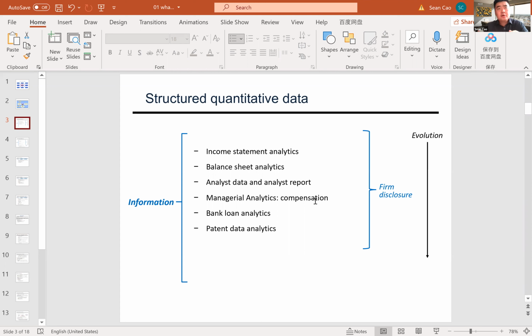Okay, these are all the numerical data. The reason I put all this data together is because they are ready to use. They are structured. They are ready to use. So we don't need Python for them. We need more of SAS or R to analyze this data. We don't need much Python for analyzing this data. These are all firm disclosed data. So this is the one slide I want to share with you. These are the structured quantitative data.